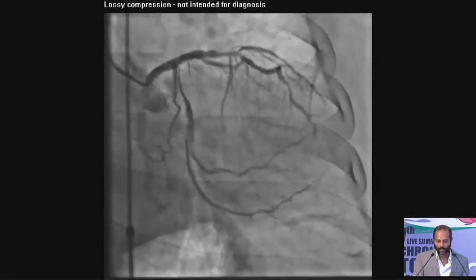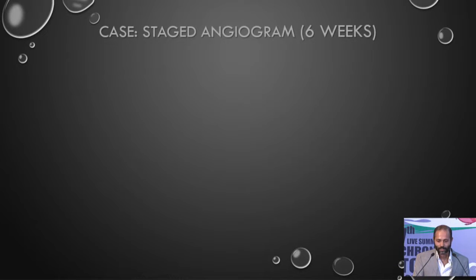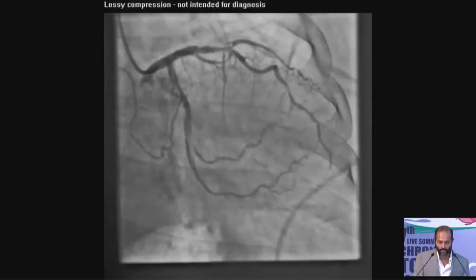This is what it looks like. You'd be really tempted to stent it, but don't. Walk away. 6 weeks later, this is what it looks like. Got 6 more minutes. Okay.